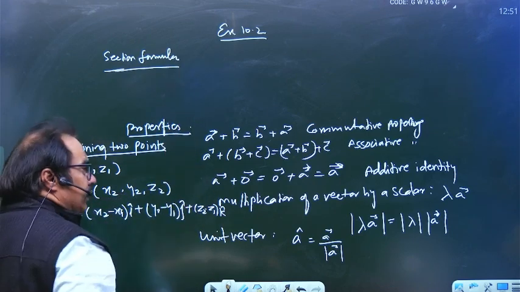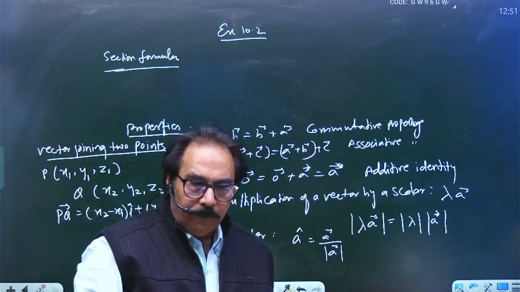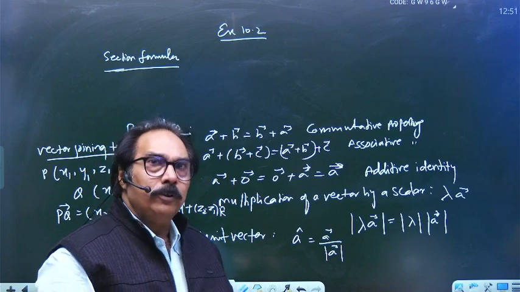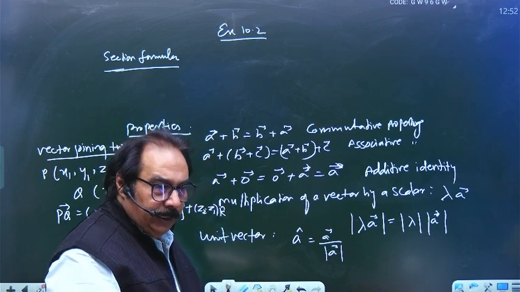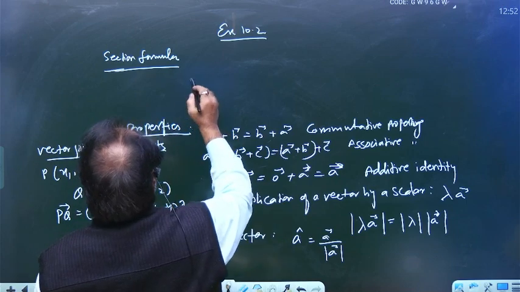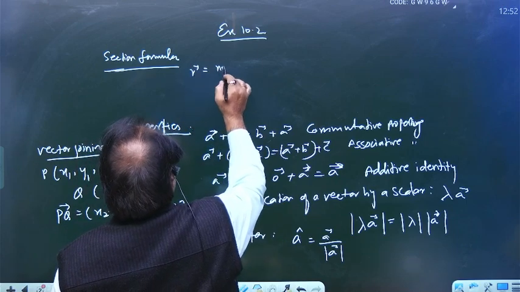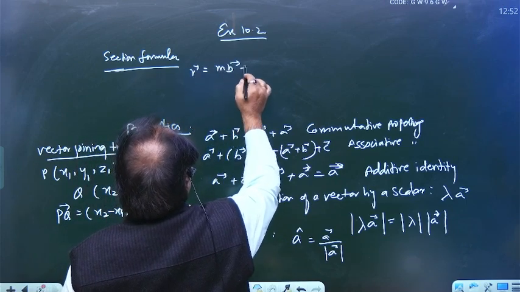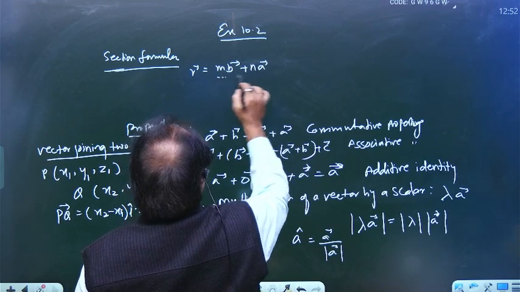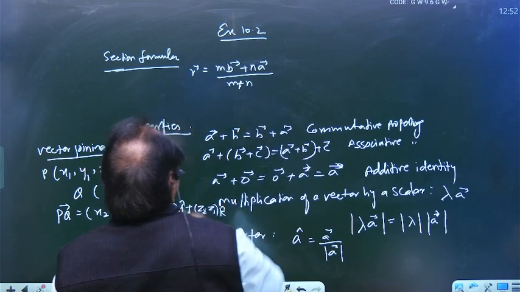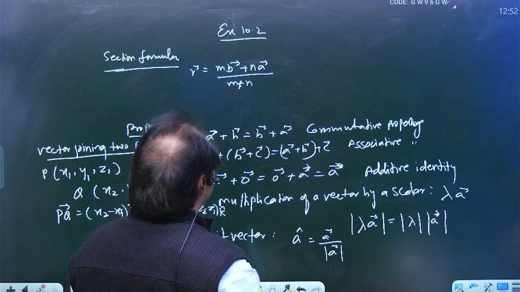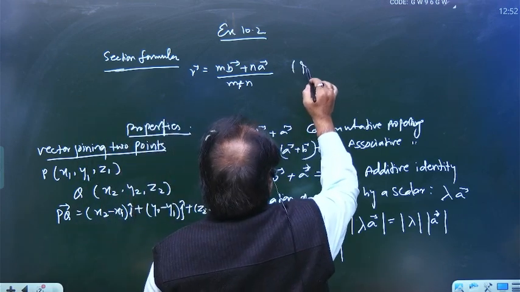So how will we find a section formula? The point may divide internally, or it may divide externally. If the point divides internally, then R vector is equal to M B vector plus N A vector upon the sum of the ratio, M plus N. So this is called internal division.